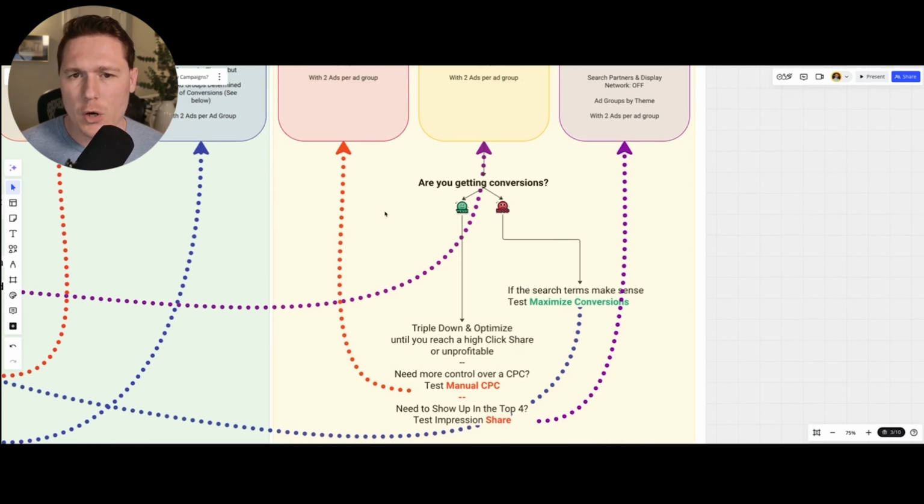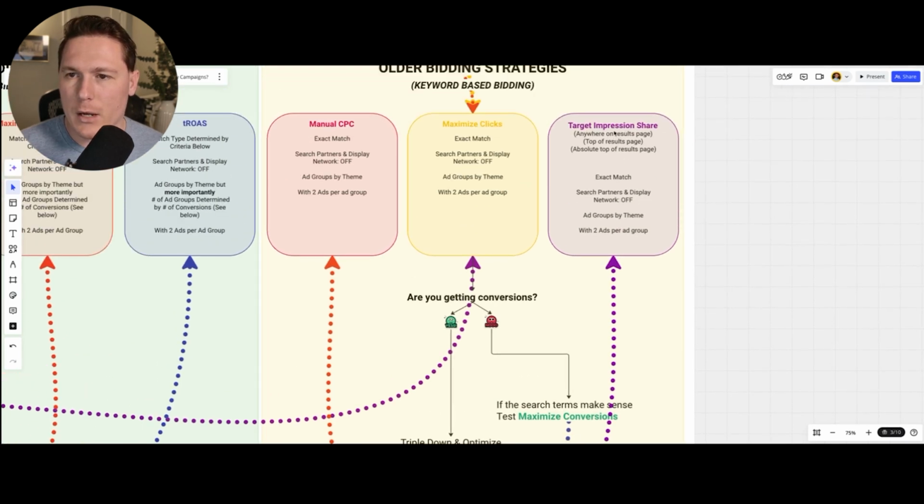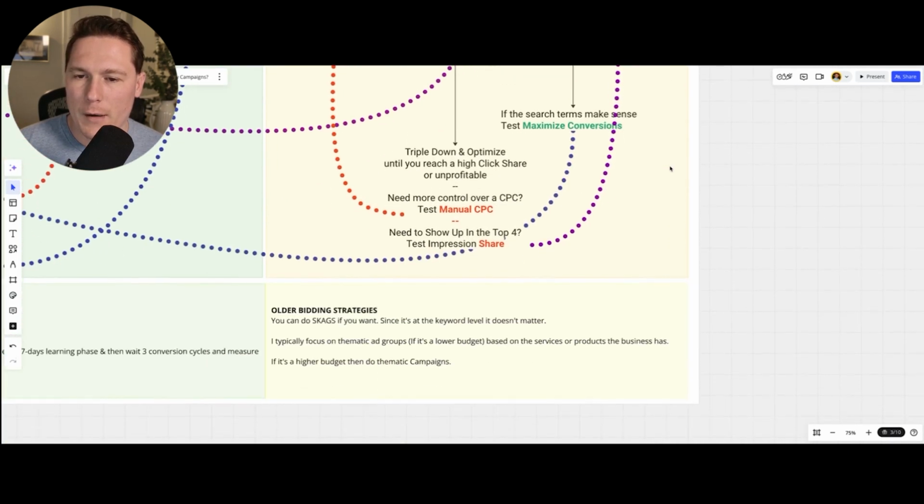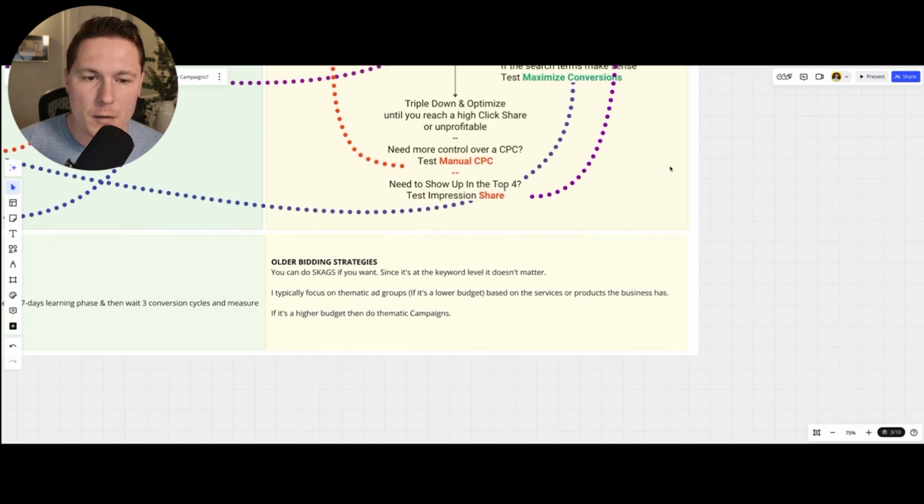If you're trying to show up in the first 4 ads, then I would test out target impression share. This is great for like plumbers or emergency services. So you can test out really ultimately like absolute top of results page, but make sure you've got the specific amount of budget that can accommodate that. Your CPCs are probably going to be very high, and make sure you monitor the average CPCs and conversion rates ultimately.